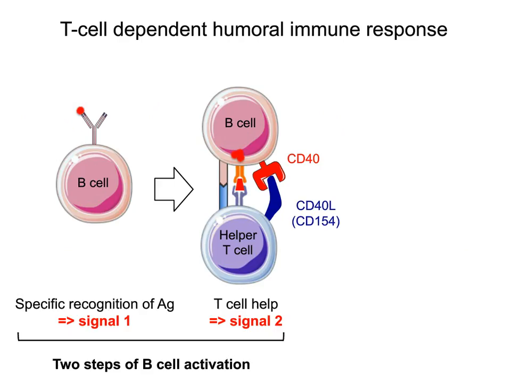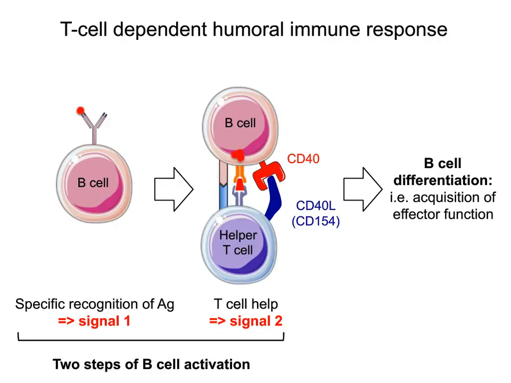Internalized antigen is then processed and presented by B cells on MHC class II molecules at the cell surface. This is really important because this complex made by MHC class II molecules and processed antigen will be recognized by cognate helper T cells that will in return provide the second signal of activation that is crucial for this T cell dependent humoral immune response. It is the combination of these two signals of activation that allows the B cells to differentiate into antibody-producing plasma cells.